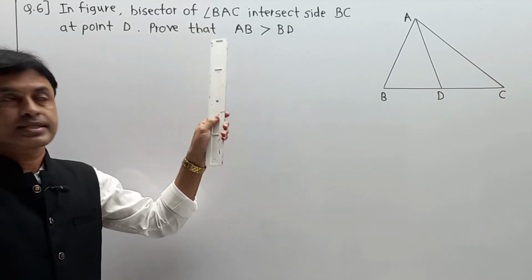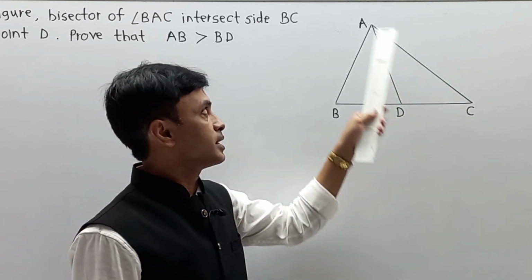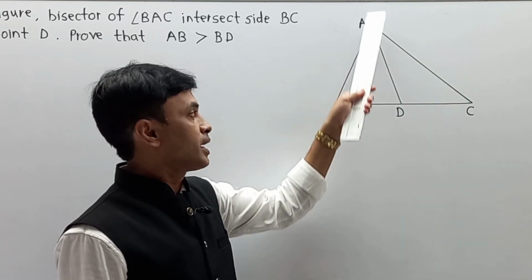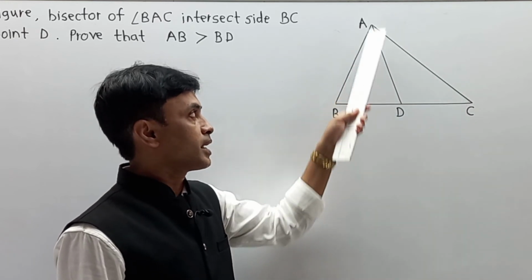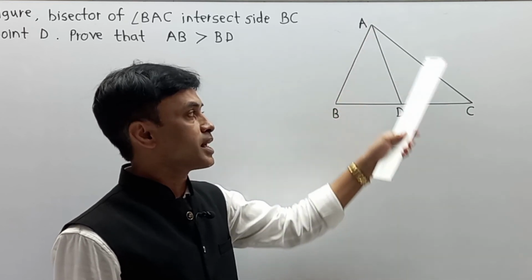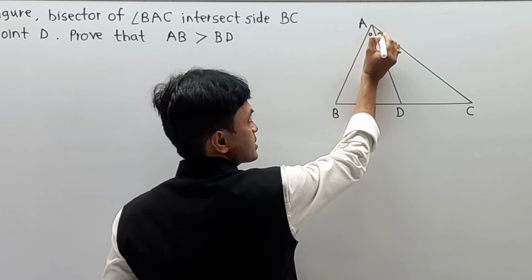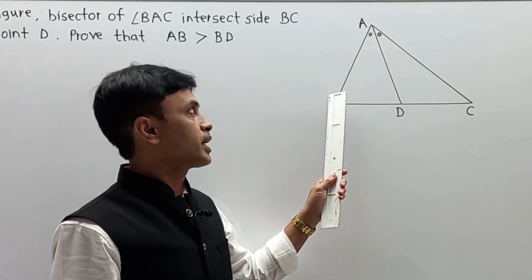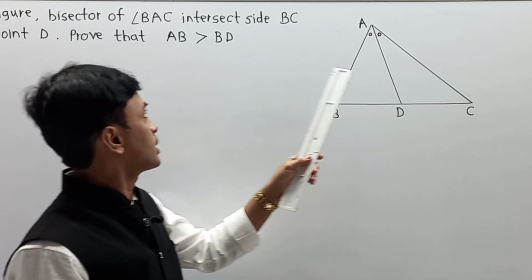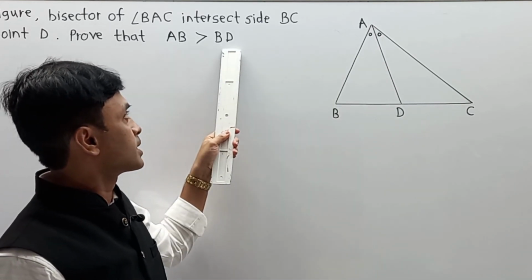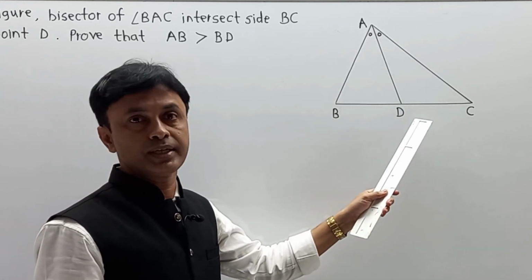Now we are going to understand the same question from the diagram point of view. In triangle ABC, AD is the angle bisector of angle BAC. Means indirectly they have given that this angle and this angle are congruent. Means we know that angle BAD is equal to angle CAD. This is given over here. We have to prove that AB is greater than BD.